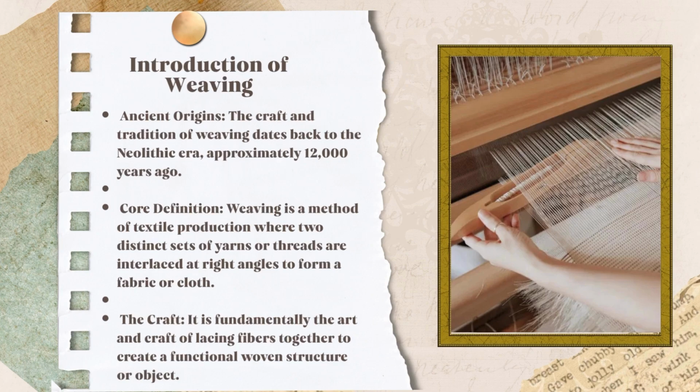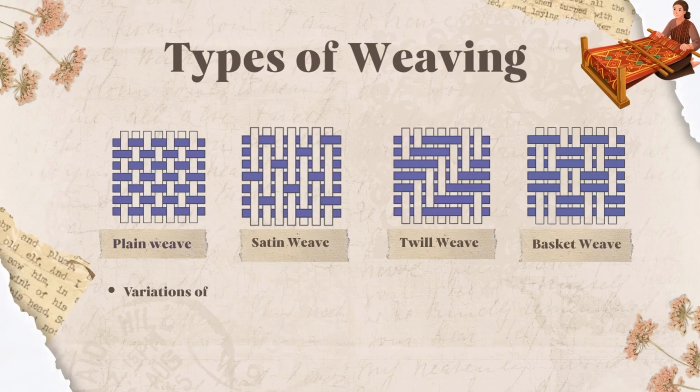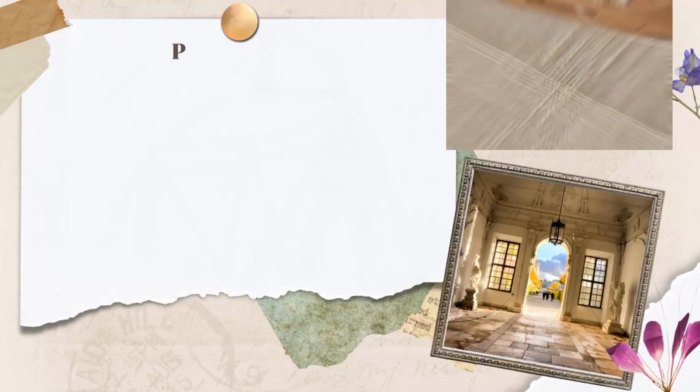Let's discuss types of weaving. Depending on how these threads cross each other, we get completely different textures and strength. The three basic styles you need to know are the plain weave, satin weave, and twill weave. Let's break this down, and basket weave also. Variations of these basic weaves, such as the basket weave, are also commonly used.